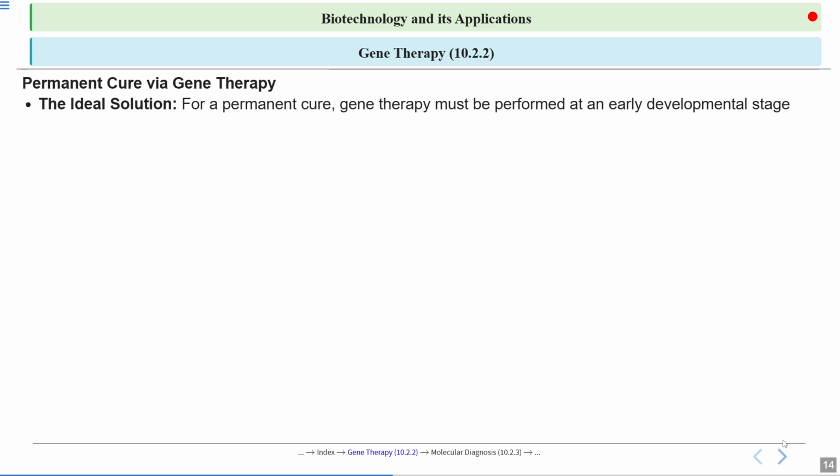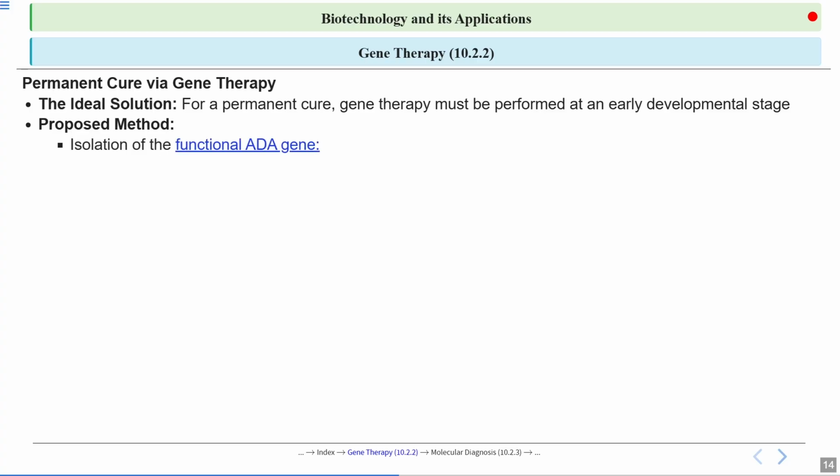So now, how can gene therapy be a permanent cure? How can we do gene therapy so that it becomes a permanent cure? The ideal solution is that, for a permanent cure, gene therapy must be performed at an early developmental stage. All the things which we are doing, we should do at a very early development stage. What was the proposed method?